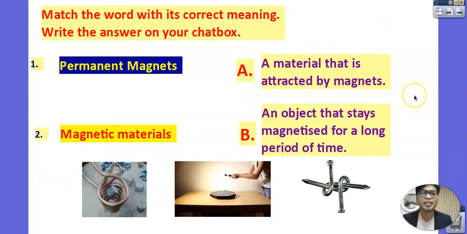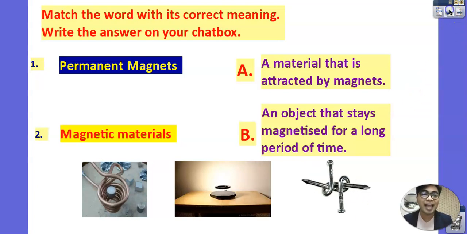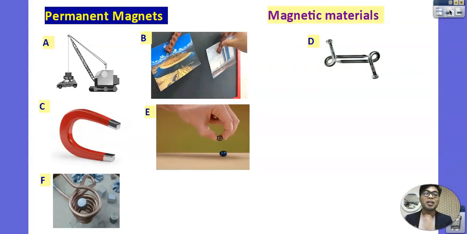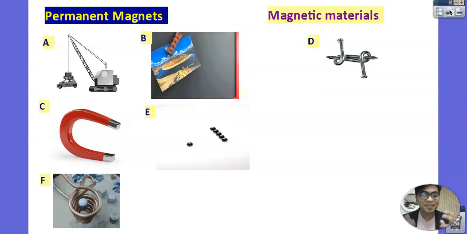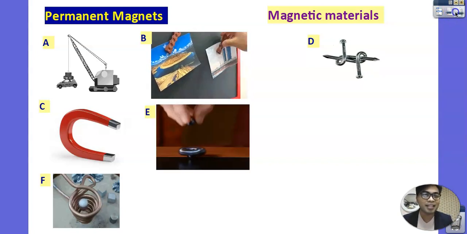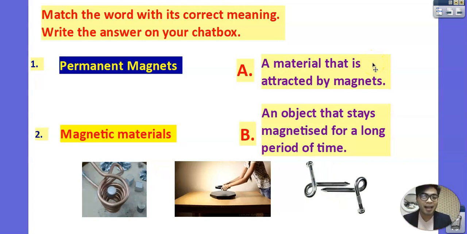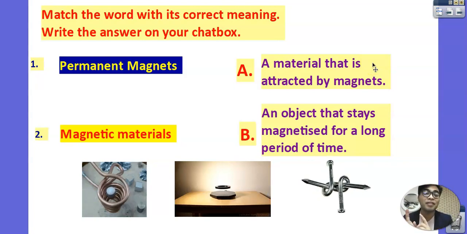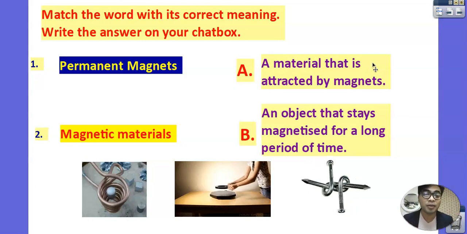So what is the difference between a permanent magnet and a magnetic material? Based on the pictures that I have here, I want you to take a look at them again. You can observe the difference between permanent magnets and magnetic materials. And let's now identify which of these is a permanent magnet and a magnetic material based on the definitions that I have here and based on the pictures that I have shown to you in the previous slide.